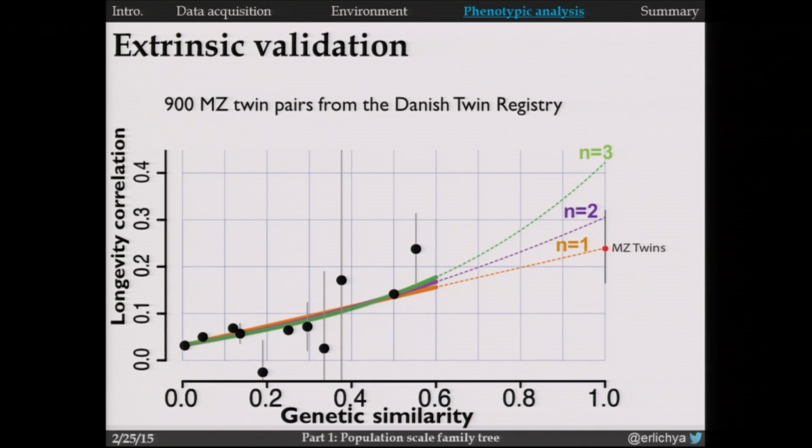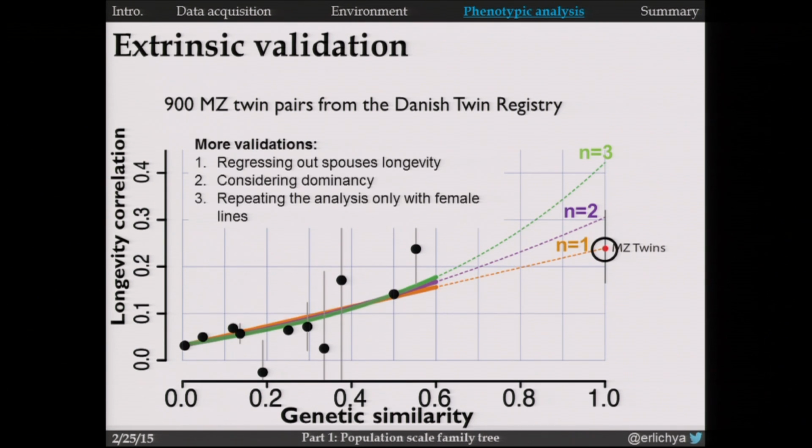We wanted to do more tests. We thought about, what about the household environment? Maybe somehow we didn't model that correctly in our data. So to correct for the household environment, we looked at the spouses of individuals. And spouses, if they're genetically unrelated, are a really good surrogate for the household effect on the longevity of an individual, so we just regressed it out from the longevity readouts we had, and we repeated this analysis.